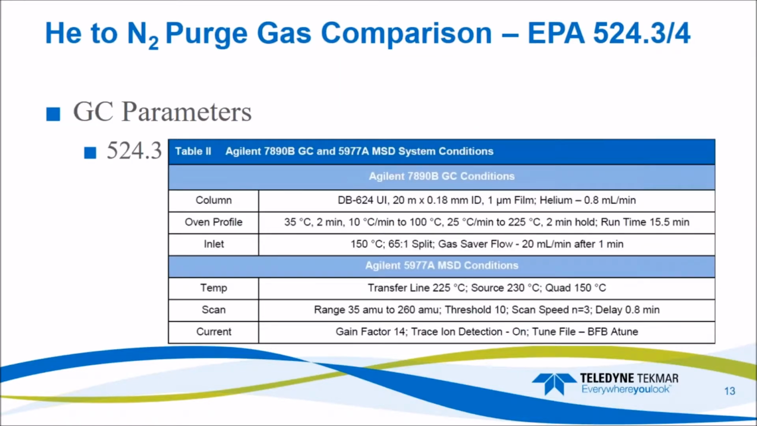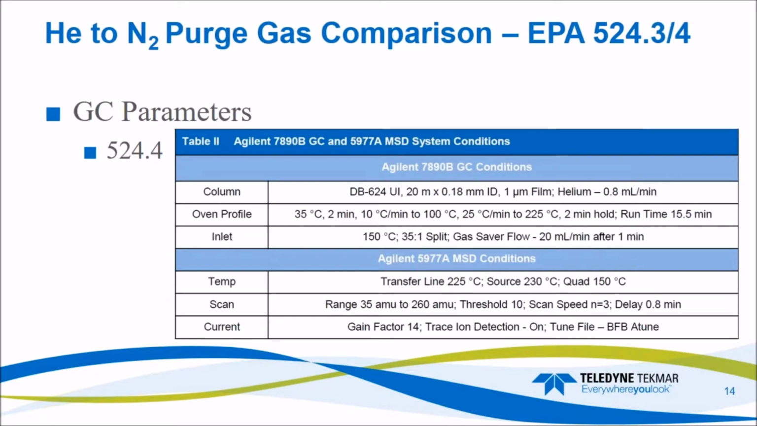Here are GC parameters for 524.3. Here, just want to point out the column that we use is a 20 meter, 0.18 millimeter inner diameter. It's a pretty standard column we use for most of our app notes, and our mass spec is on full scan. Very similar parameters for our 524.4 method.